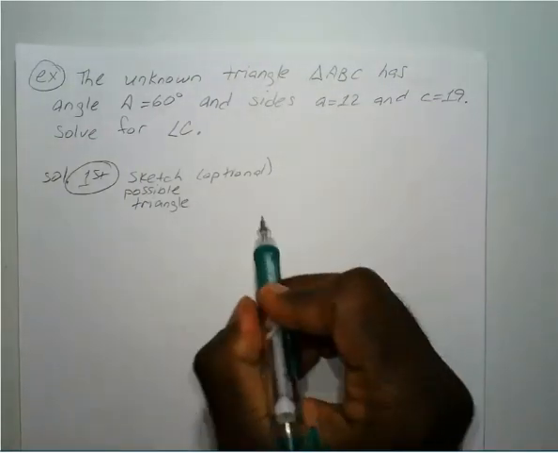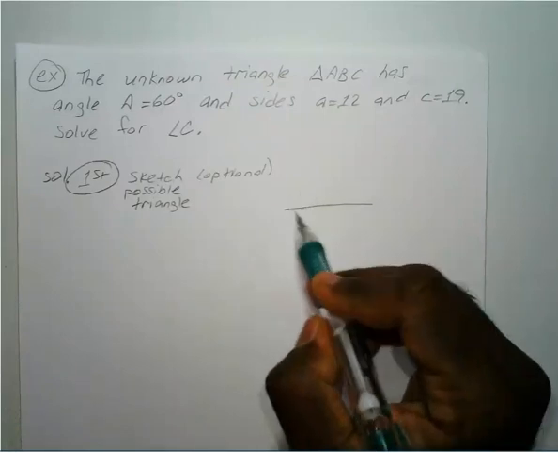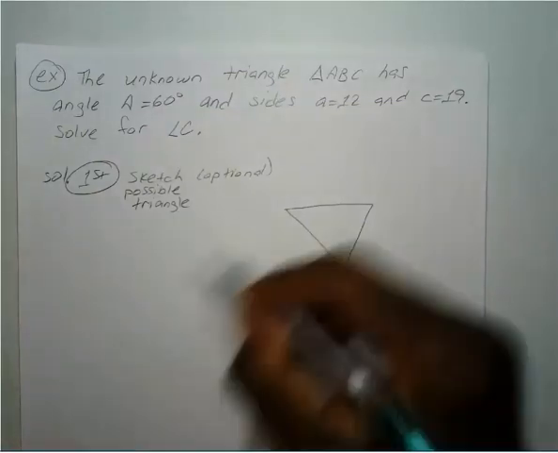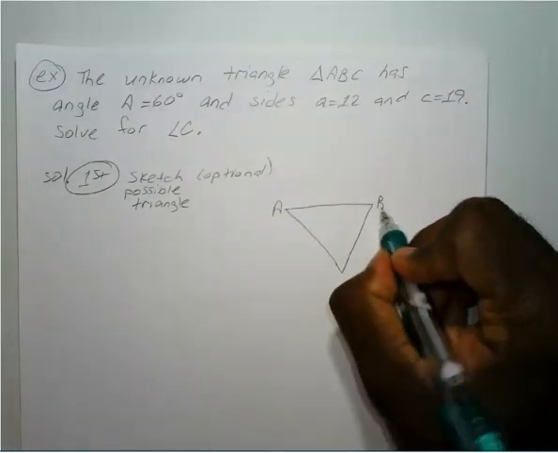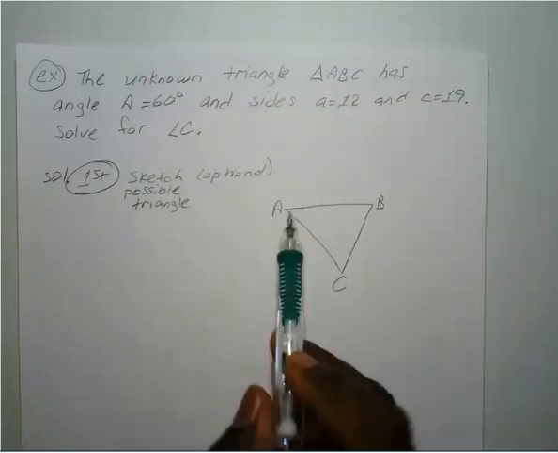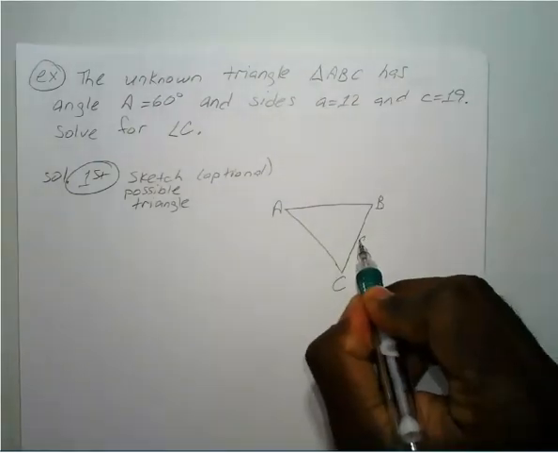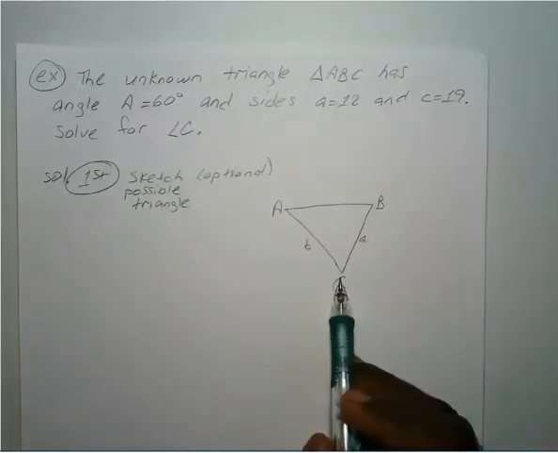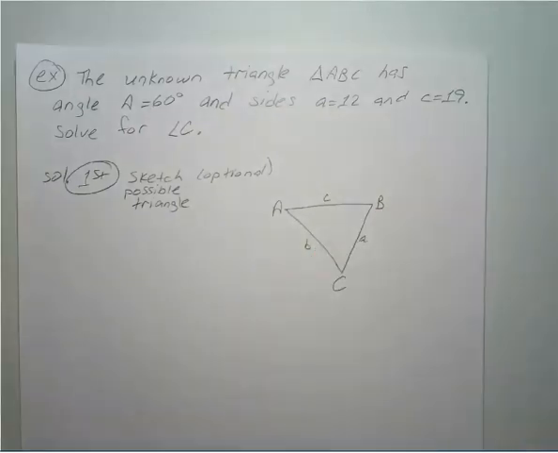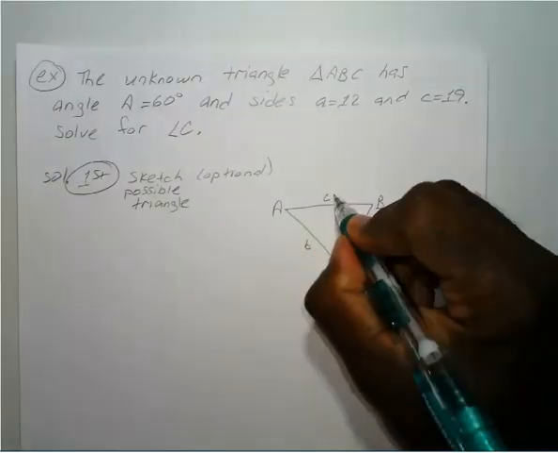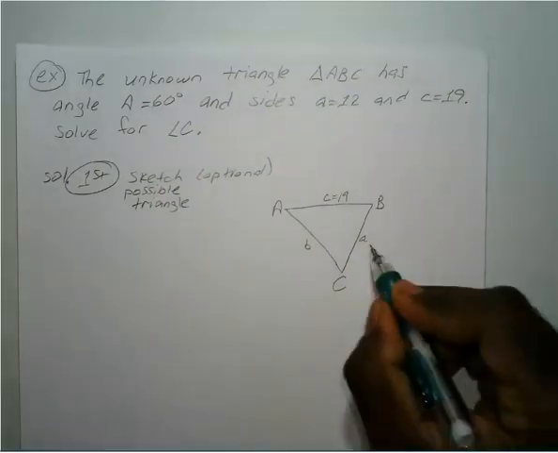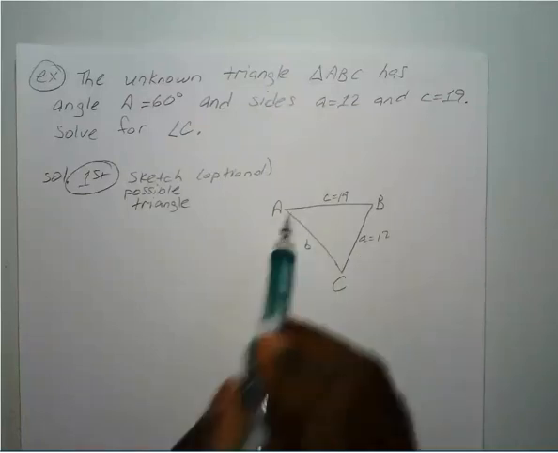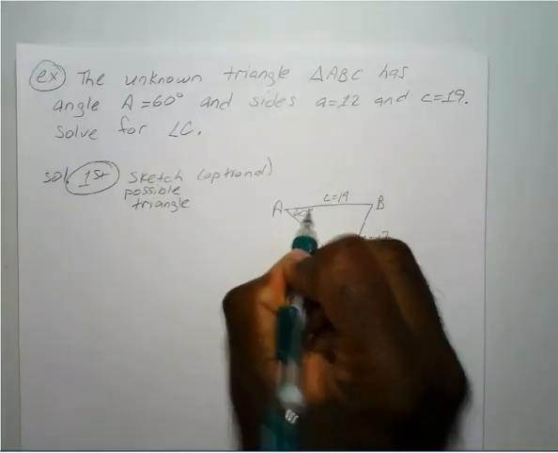Okay, so let's say we go ahead and sketch some random triangle. Let's say this is angle A, angle B, and angle C. So this is angle A, that makes this side A. If this is angle B, that makes this opposite side B. And this is angle C, so that makes this opposite side C. Okay, so we know that side C equals 19. Side A is equal to 12, and angle A is 60 degrees.